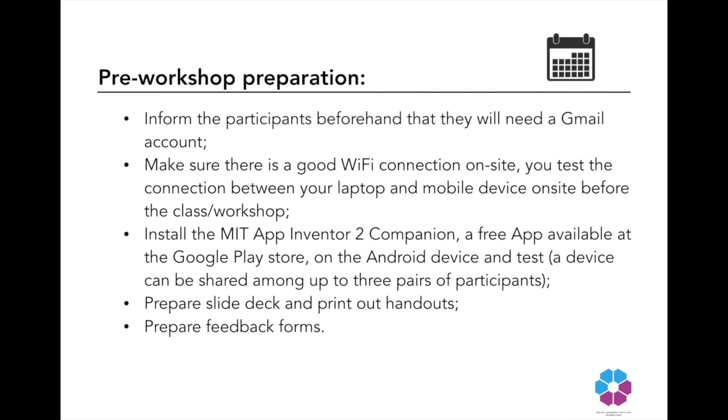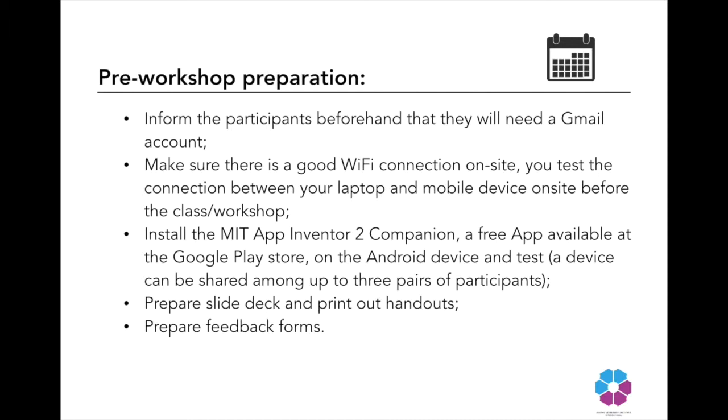The first thing you have to do is inform your participants that they will need a Gmail account. In order to use the MIT App Inventor, you need to register with a Gmail account. If they don't have one, you can ask them to create one just for the workshop. And it doesn't have to be the email that they use on a regular basis.